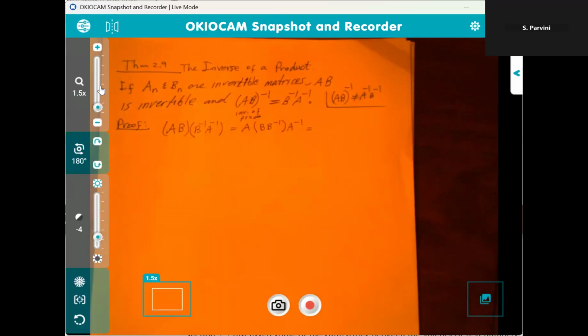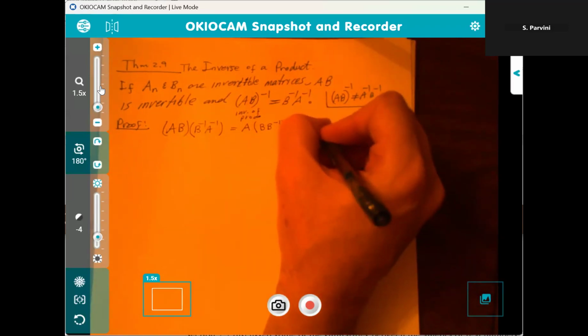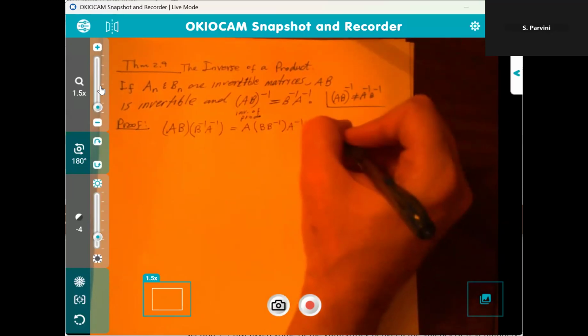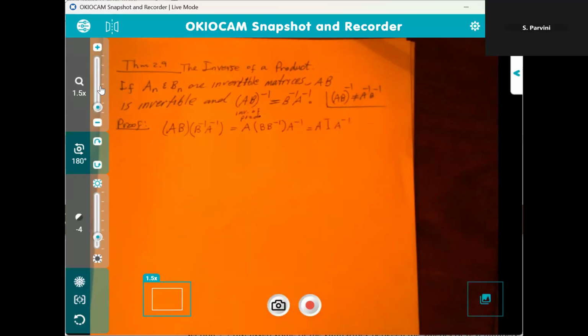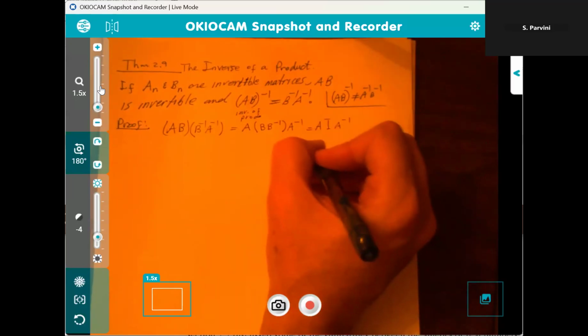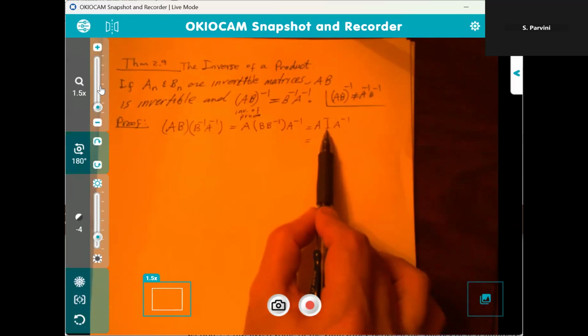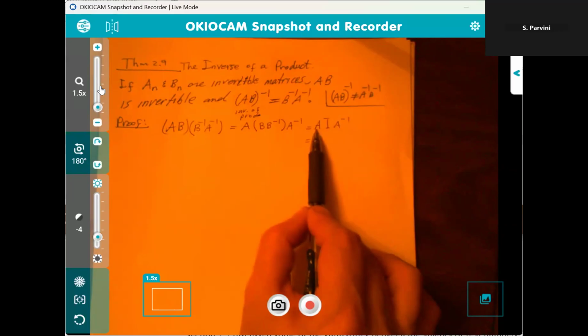Any matrix times its inverse multiplies to the identity matrix. Very good, the identity matrix. And of course, identity matrix times any matrix is the matrix, right? So this identity, you can multiply by A inverse, by A, doesn't matter.